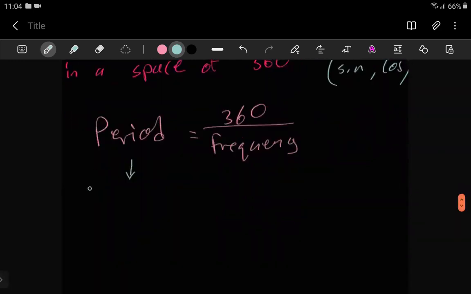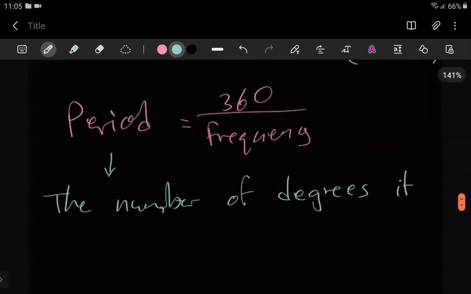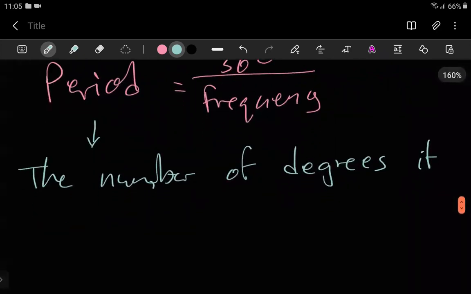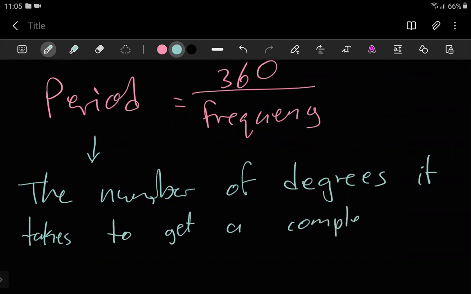So here, period is the number of degrees it takes, right, to get a complete graph. That's what the period is. The period is the number of degrees it takes to get a complete graph.